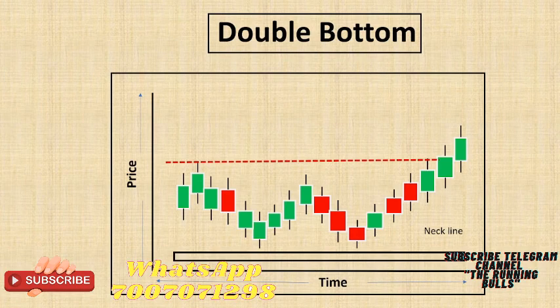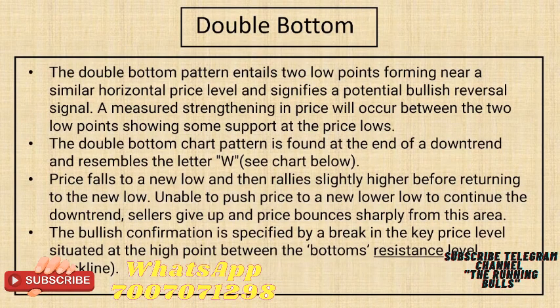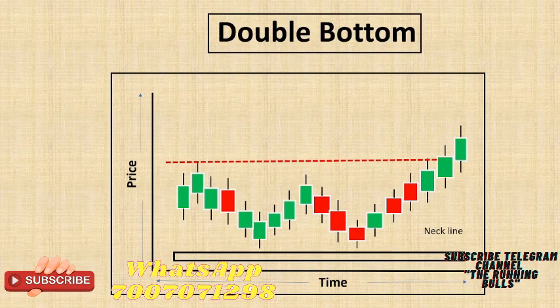Next is the double bottom. Double bottom is similar to the double top, but it's a trend reversal from bearish to bullish. The double bottom pattern entails two low points near a similar horizontal price level, which signifies a potential bullish reversal. A measured strengthening in the price will occur between the two low points, showing support at the price lows. The double bottom chart pattern is found at the end of a downtrend and resembles a W shape. So if you observe here, it's a type of W shape. When it breaks out, you can always trade on this one. It has a higher probability of success.